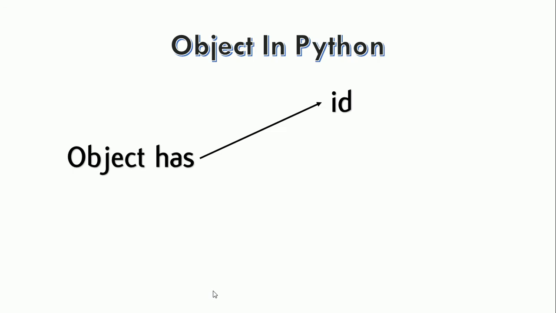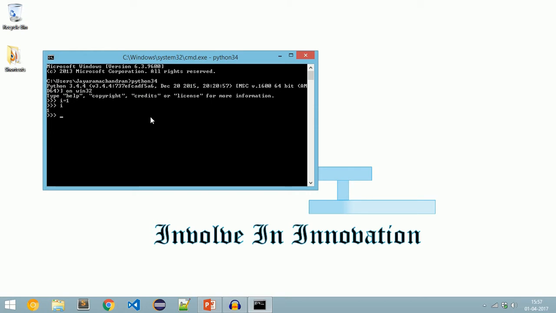We will see how to determine the ID of an object. Now, to find the ID of the variable i, just give id, open brace, variable name, close brace, enter. If we give this, we get to know the ID is 15500432216. This is Python's inbuilt function to find the ID of an object.